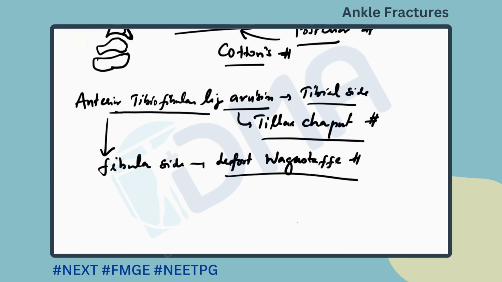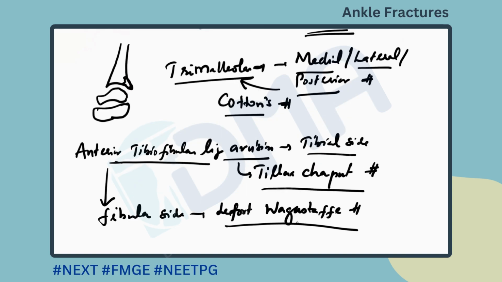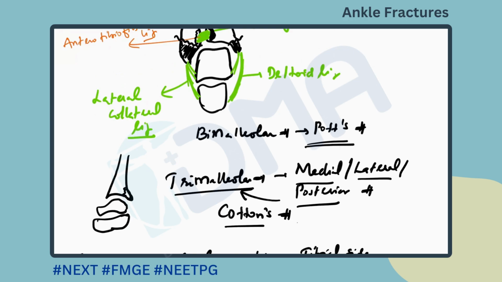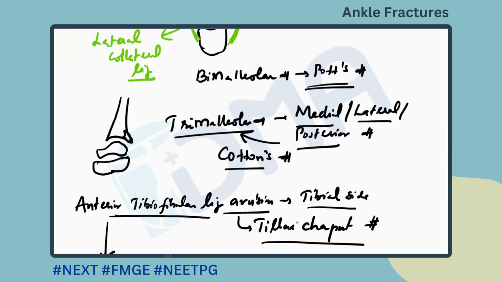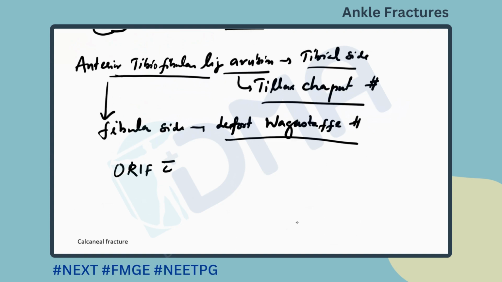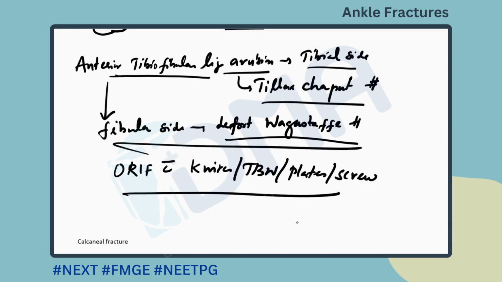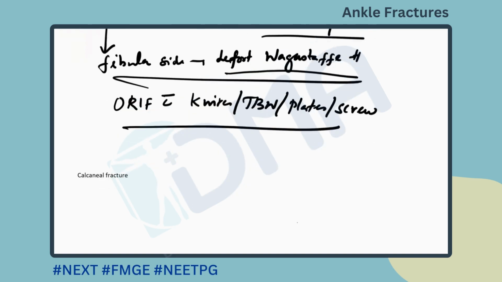Again, ankle fractures are intra-articular fractures. They are around the ankle joint, so they require fixation. Fixation can be done by ORIF, open reduction internal fixation, with K wires or tension band wiring or plates or with screws alone. Anything can be done around the ankle. Okay, these are the treatment options for ankle fractures.